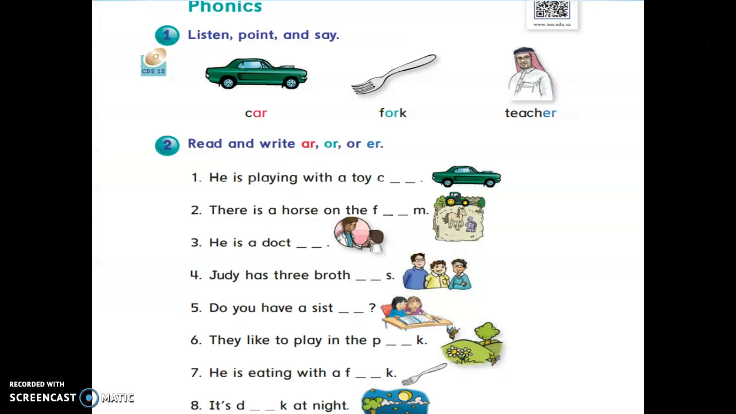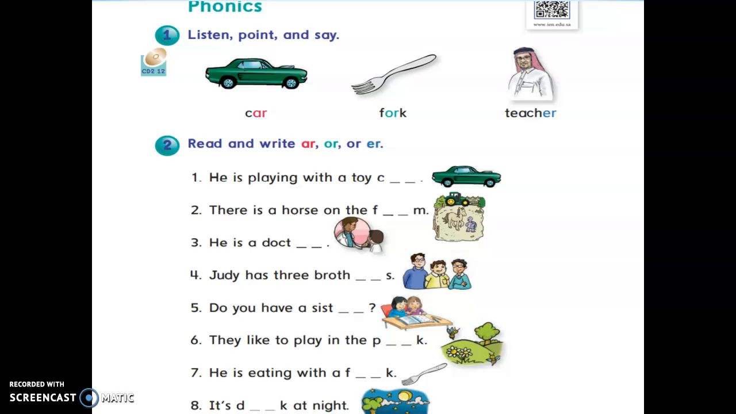Now open your book, please. My superstars, page 32 and 33, and listen, please. Open your book and write the day with the date, please. After that, you have to listen.